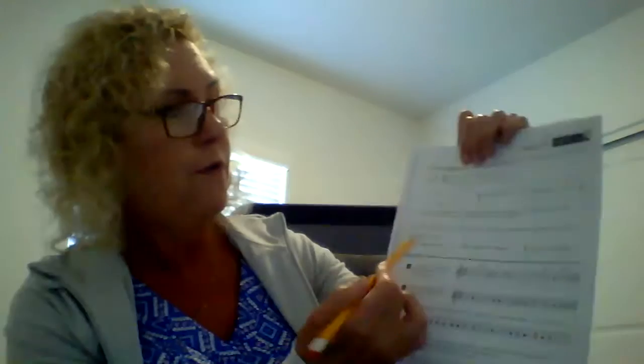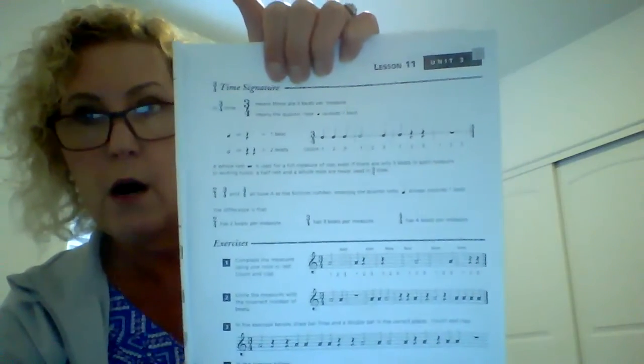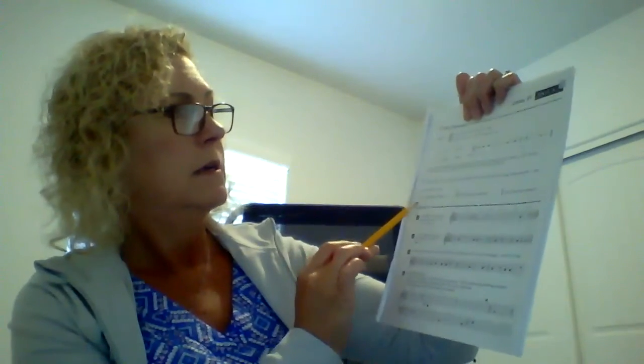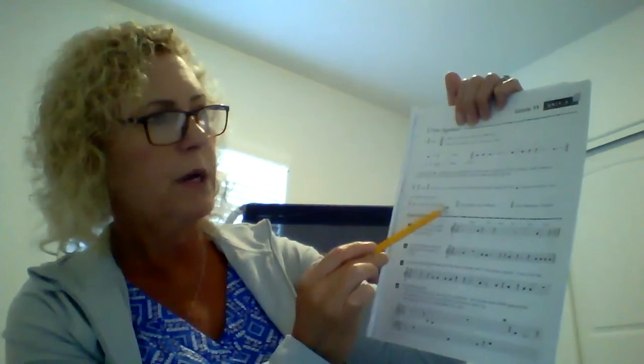They are used. Interesting. 2/4, 3/4, and 4/4 all have a 4 at the bottom number, meaning the quarter note always receives 1. Remember I told you those were very common. And the top number tells you the number of beats. So 2/4 we just worked on had 2 beats per measure, and now we're going to work on 3 beats per measure. It says complete the measures using 1 note or rest, count and clap.